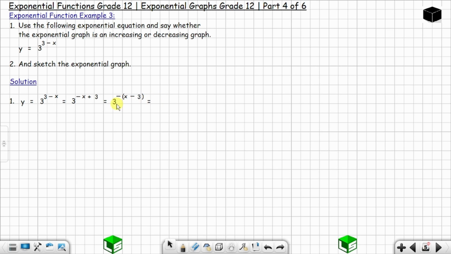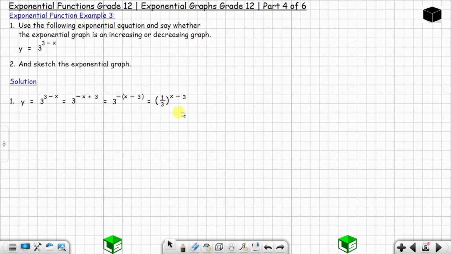This is equal to, now you have 3 to the power of -1, right? 3 to the power of -1. And you can write this as 1 over 3, right? 3 to the power of -1 is 1 over 3. So now you remain with x minus 3 in the exponent. You have x minus 3. So this is how you have to rearrange the equation. Now you can see the coefficient of x is +1. There is an invisible one in front of x.